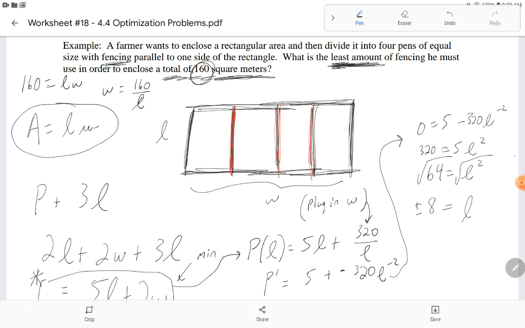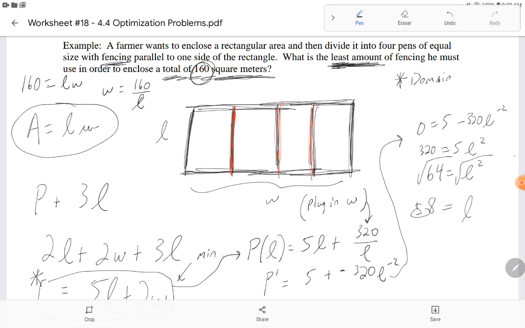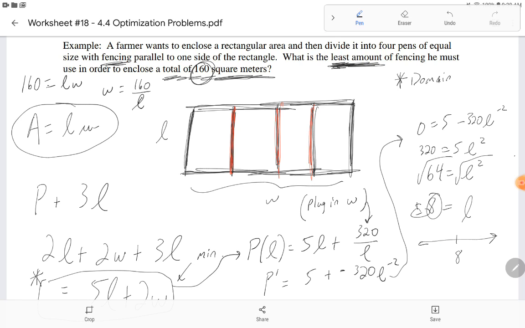But if you guys remember in class, I said to consider the domain. And this one's kind of easy, right? You can't have a negative length. It's not going to work. So it looks like 8 is our critical point. Last thing we want to do is just confirm that 8 is indeed a minimum, right? Because we want the least amount.